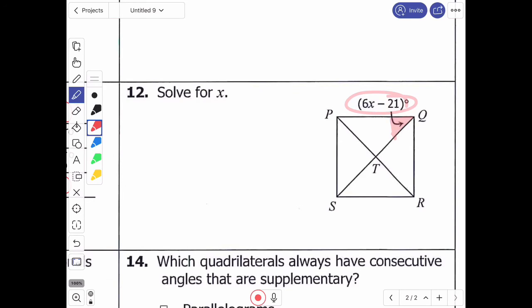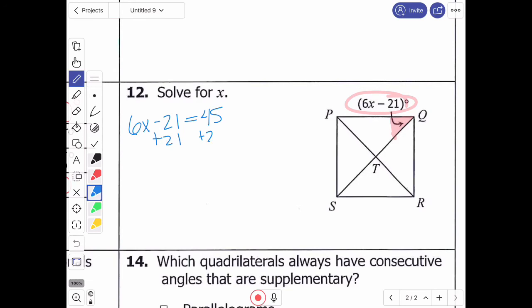So I'm going to use that to solve for x. 6x minus 21 equals 45. Add 21 to both sides. 6x equals, oh, not 20, 66. Divide by 6, and x equals 11.